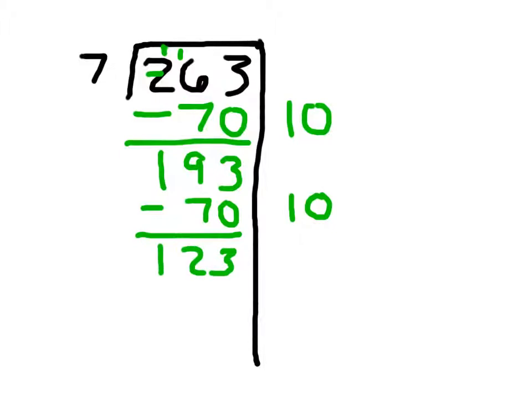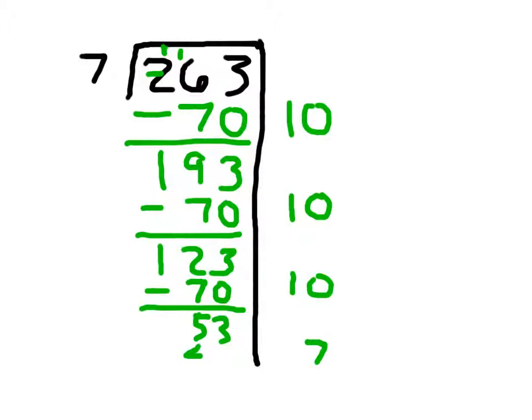I might look at that and think, well, I guess I can do it again. 10 times 7 is 70. 123 minus 70 is 53. Well, I can't do 10 again, but I know that 53 divided by 7 is close to my 7 fact there, because 7 times 7 is 49, and 53 minus 49 is 4, 4 being our remainder.